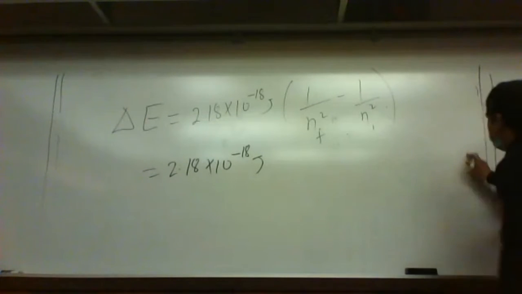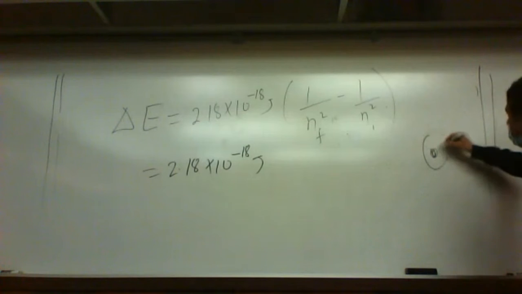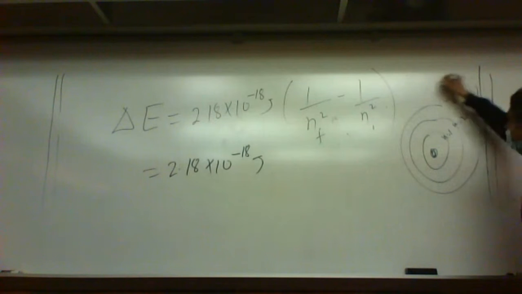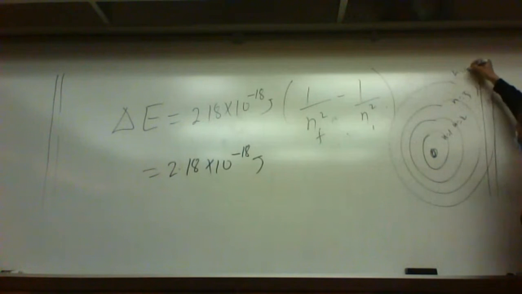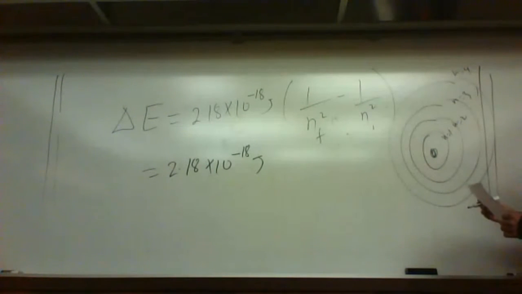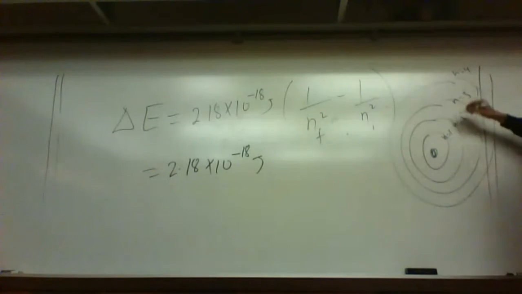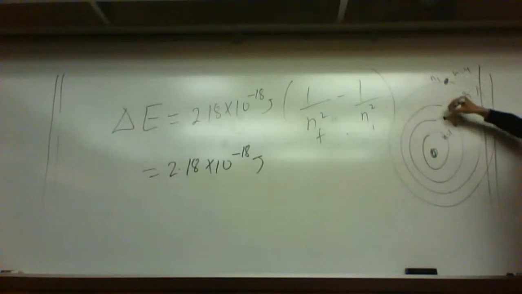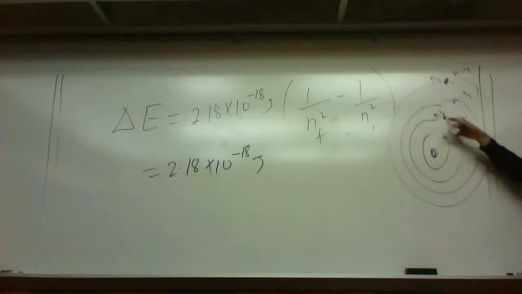The electron is jumping; this is the nucleus here, n equals 1. Here n equals 2. Here n equals 3. Here n equals 4. So the electron is jumping from the fourth level to the second level. The electron was here at the beginning, so that is the n initial, and then the electron jumps and the final is here. Does this make sense?